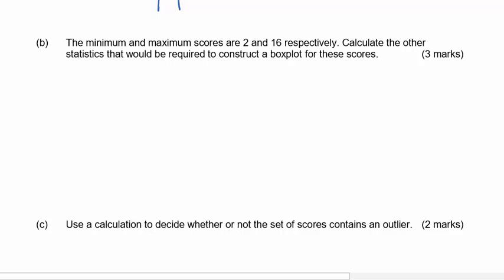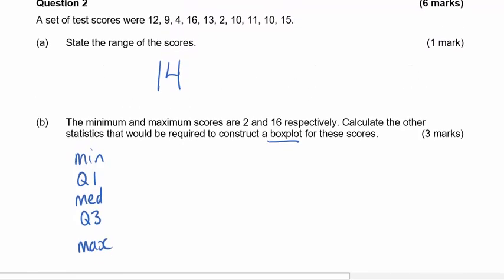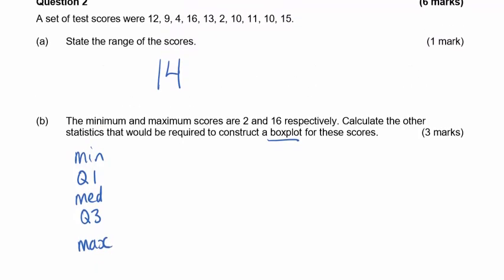Oh, I'll just read the next question. Calculate the other statistics that would be required to construct a box and whisker plot, or a box plot, for these scores. Alright, so that's talking about a 5-point summary. So we have a min, Q1, median, Q3, and a max. In order to do this, we need to have these listed in their proper order, or in ascending order.